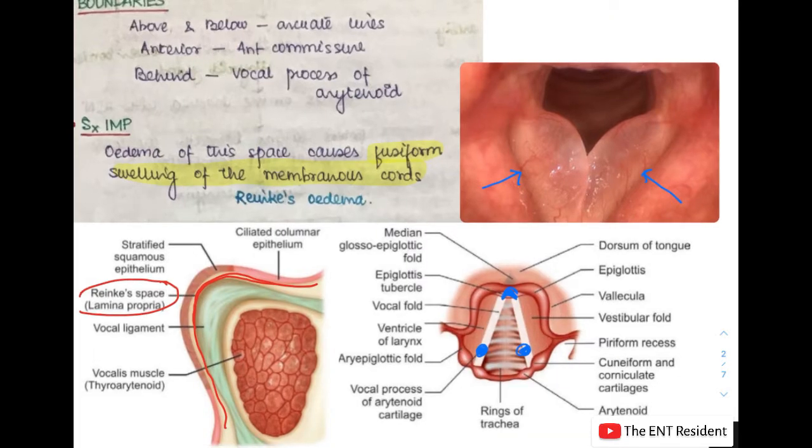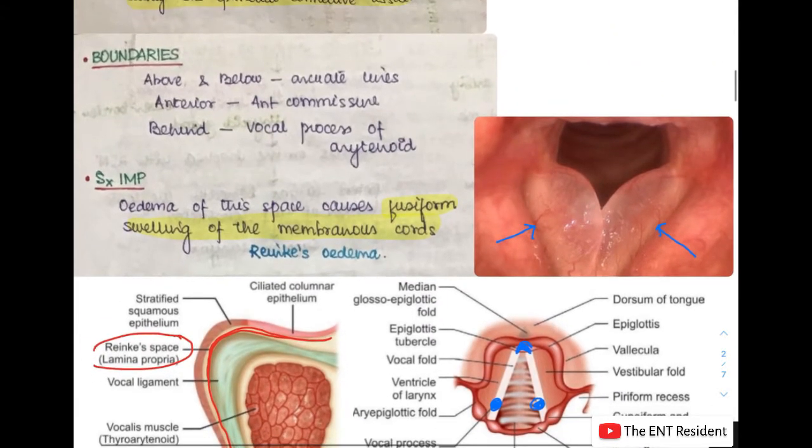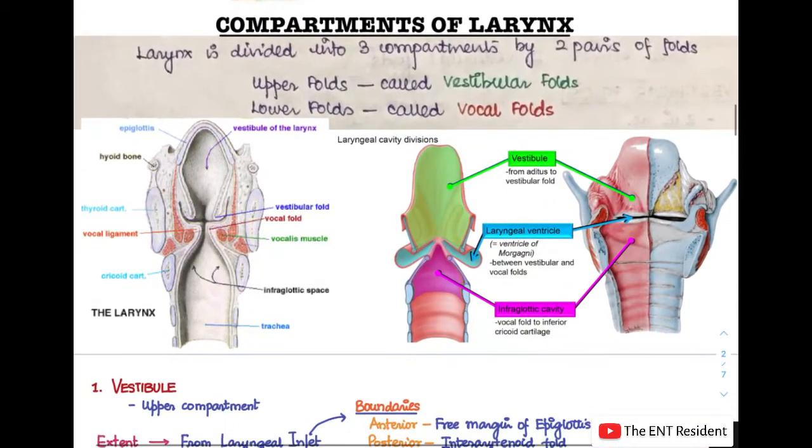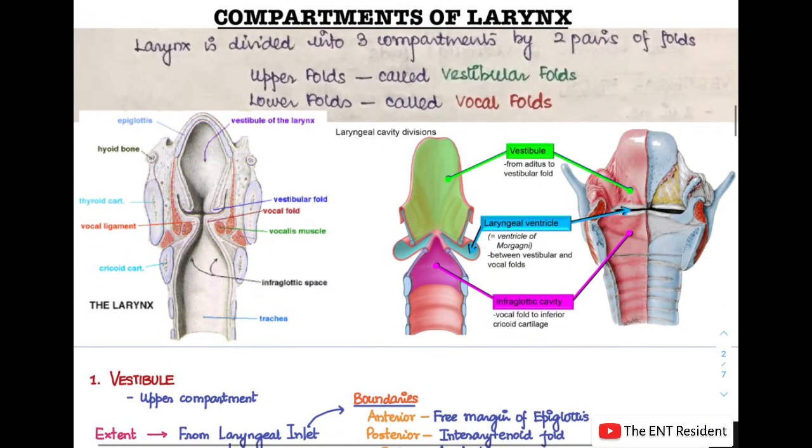So, this is all about the three spaces in larynx: the pre-epiglottic space of Boyer, the Tucker's space or the paraglottic space, and thirdly the Reinke space. Now, next we move on to the compartments of larynx.